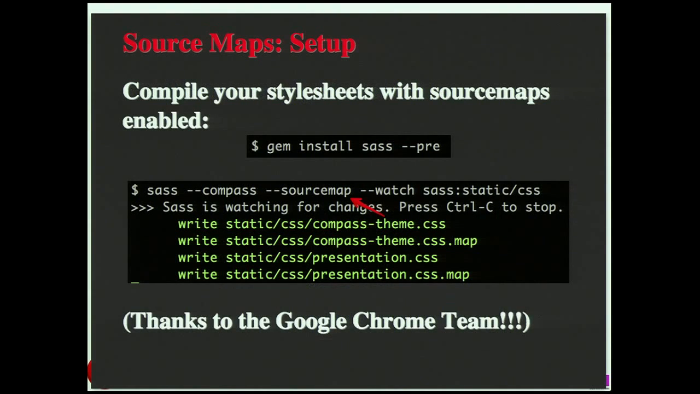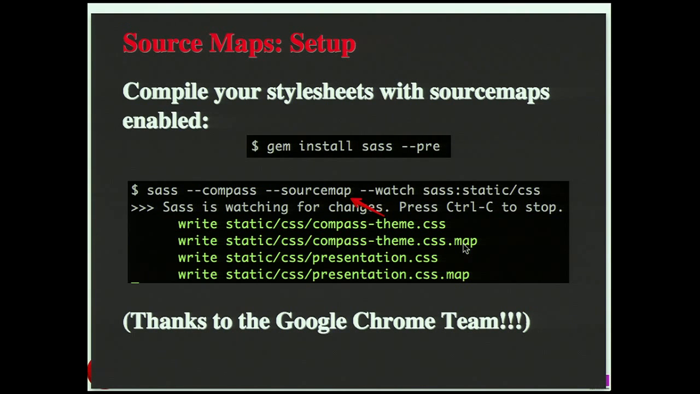Not done yet. We have to install the new version of Sass. So gem install sass with the --pre option. We'll bring in the latest version instead. And then we're going to compile with a new option called source map. And afterwards, you'll get two files per Sass file. One is a CSS file, and one is a map file, which is actually a JSON file. That's what's inside.